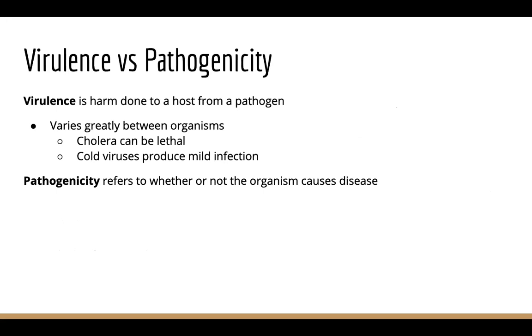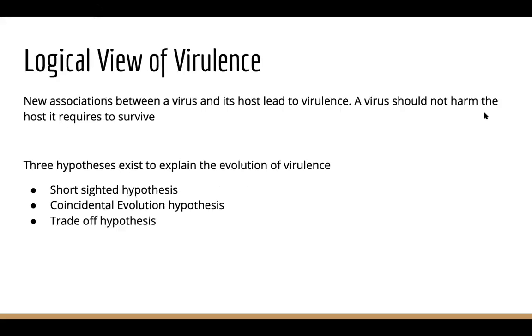Briefly, virulence versus pathogenicity. Virulence is the harm done to a host from a pathogen. It varies greatly between organisms. For example, cholera can be lethal. On the other hand, cold viruses produce generally a very mild infection. Pathogenicity, on the other hand, refers to whether or not the organism can cause disease.